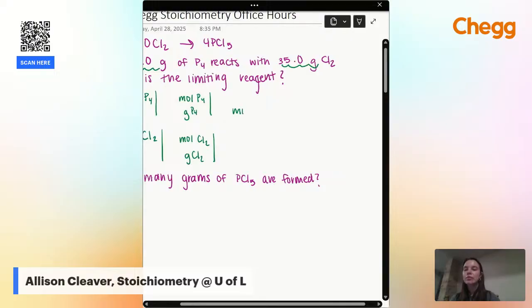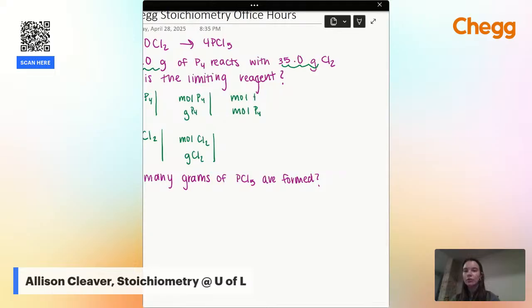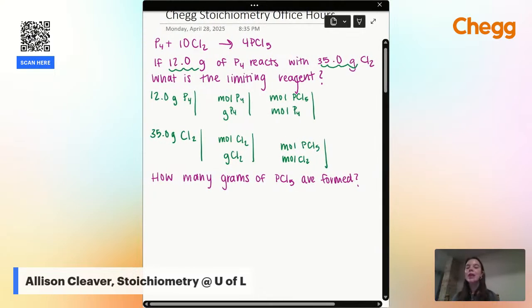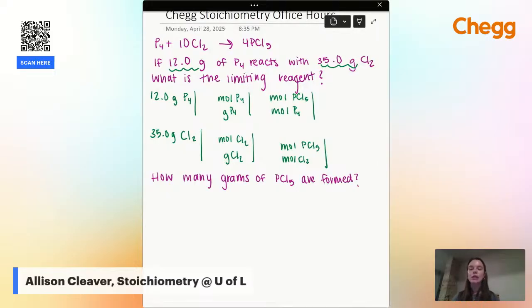So then we're going to go from moles of P4 to moles of PCl5. And the same with the bottom, moles of Cl2 to moles of PCl5. Now we have our setup nice and how it should be. And now we just need to find those numbers to plug into those blanks. So we're going to need a conversion from grams of P4 to moles of P4, a conversion from grams of Cl2 to moles of PCl5, and then those mole-to-mole conversions.